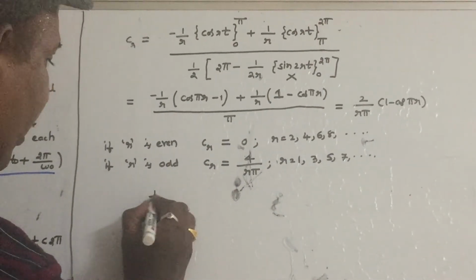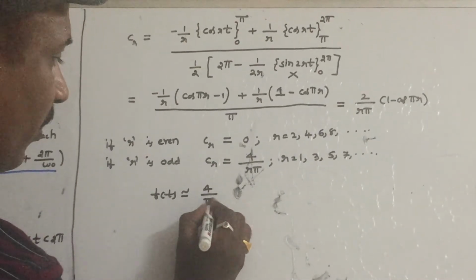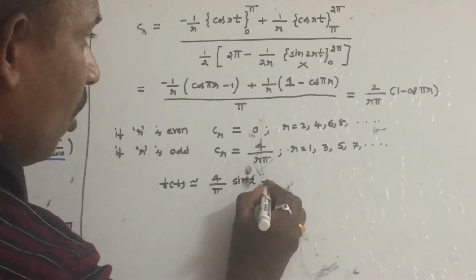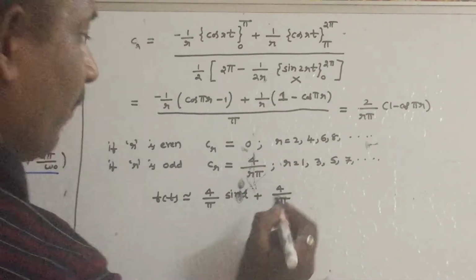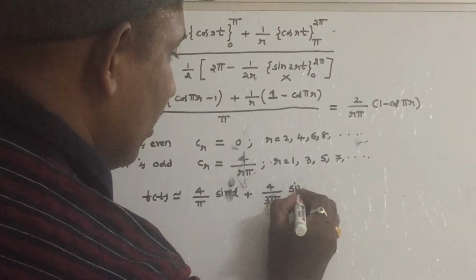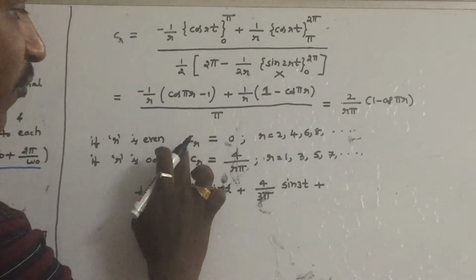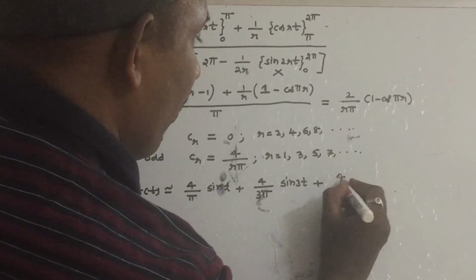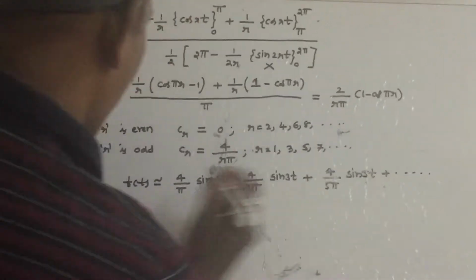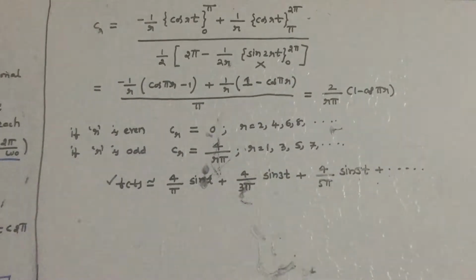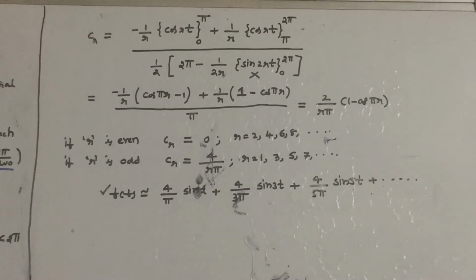So therefore the f of t can be approximated as C1, what is C1? 4 by pi into sin t. What is C2? 0. What is C3? 4 by 3 pi sin 3t, plus C4 is 0, C5 is 4 by 5 pi sin 5t, plus so on. So this is the approximation of f of t, the given signal, with these orthogonal functions, where 4 by pi, 4 by 3 pi, 4 by 5 pi are the coefficients.